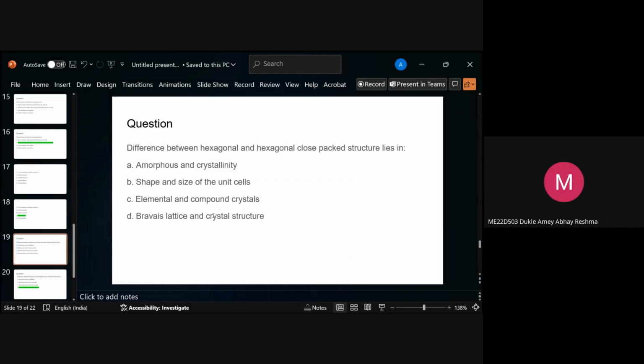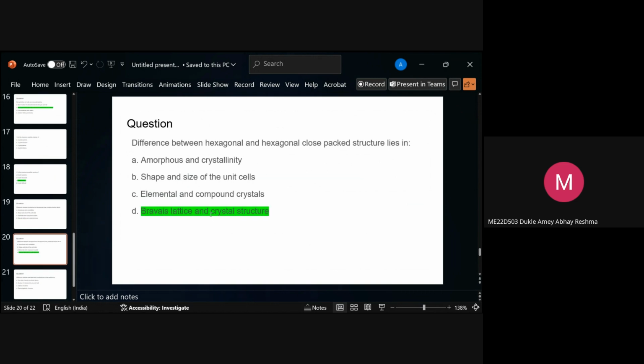The next question: the difference between hexagonal and close packed structure is in morphism, crystallinity, shape and size of the unit cell, elemental composition, compound crystal, Bravais lattice, and crystal structure. We all know hexagonal close packing refers to a crystal structure, and hexagonal is a Bravais lattice.